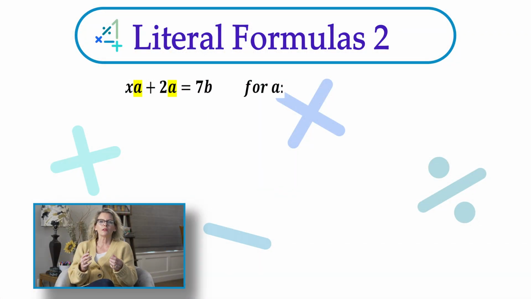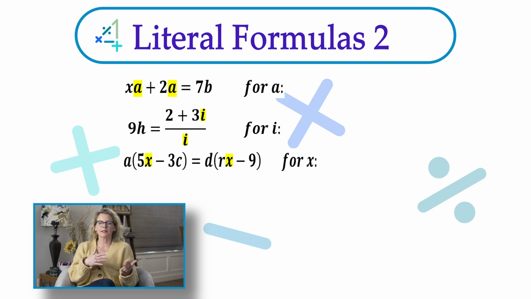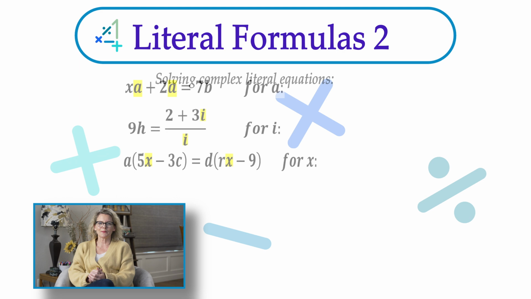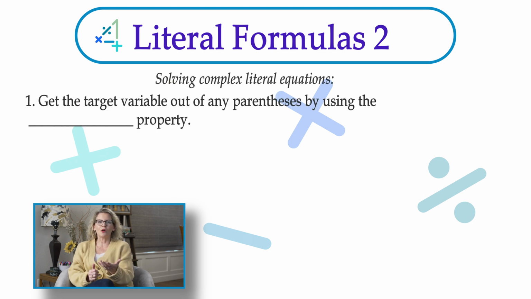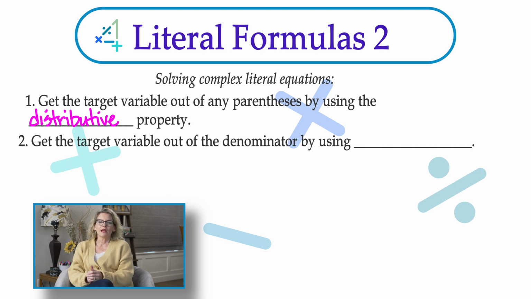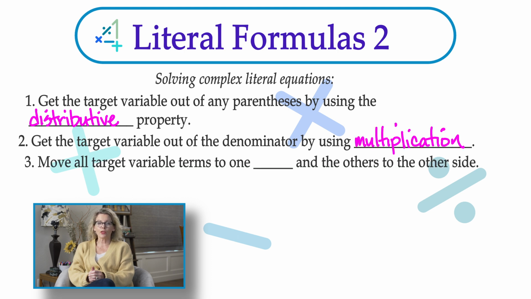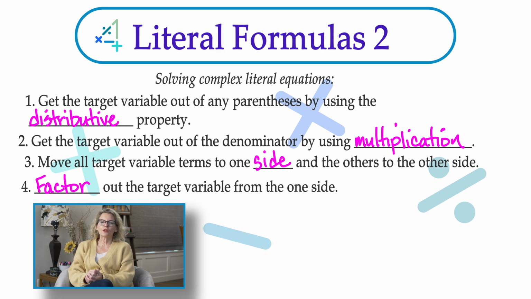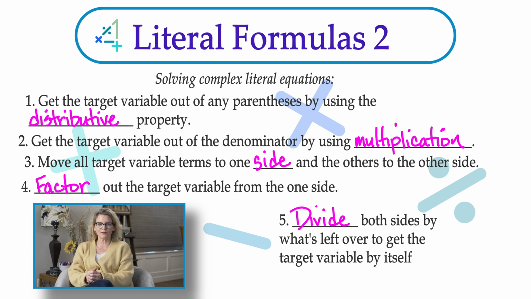When you see literal equations like these, where the target letter, the letter that we're solving for, is in different places, use these amazing steps. 1. Get the target variable out of any parentheses by using the distributive property. 2. Get the target variable out of the denominator by using multiplication. 3. Move all target variable terms to one side and the others to the other side. 4. Factor out the target variable from one side. And 5. Divide both sides by what's left over to get that target variable by itself.